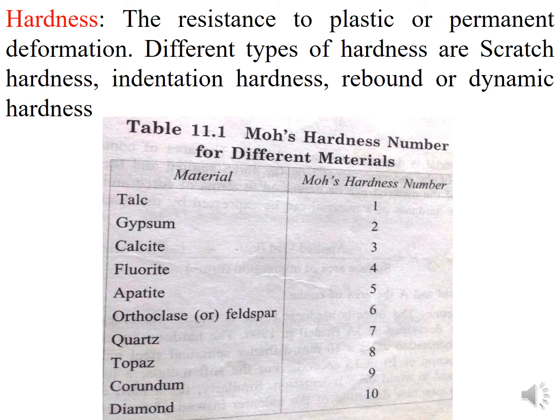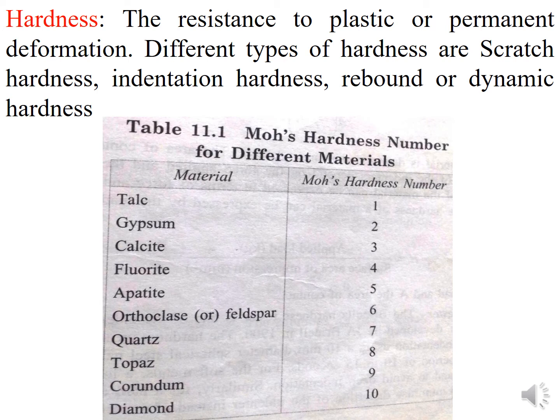And in scratch hardness, we have the Mohs hardness number. If a material is able to scratch another material, then the first material is given the higher order. Talc has Mohs hardness number 1, gypsum is 2, which means with the help of gypsum we can scratch talc. Calcite has 3, which means we are able to scratch gypsum with calcite.